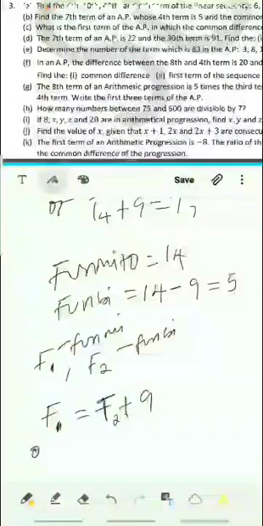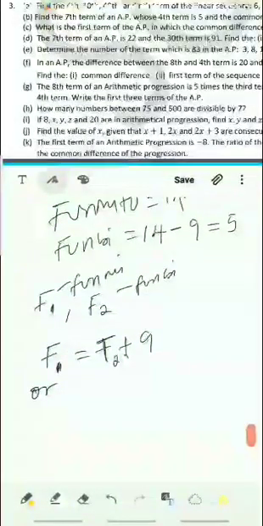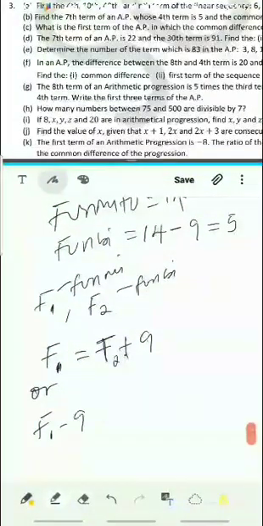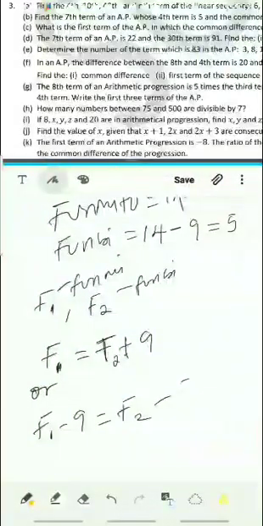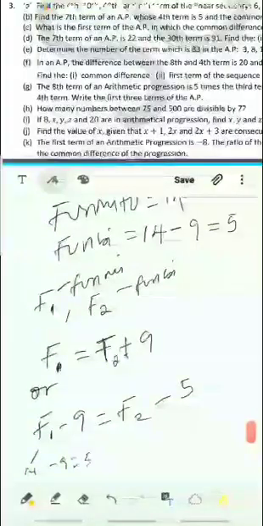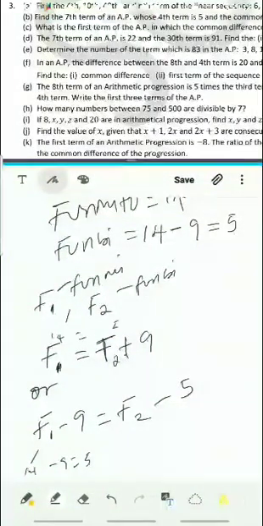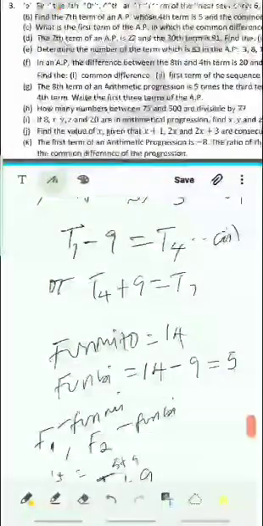Or you say F1 minus 9 is equal to F2. Because you know F2 is 5 and this one is 14. So 14 minus 9 will give you 5. So 5 should be equal to 5 here. Or you say 14 equals 5 plus 9, which gives you 14. So you express it in any of these two terms. So that's what I meant when I wrote this.